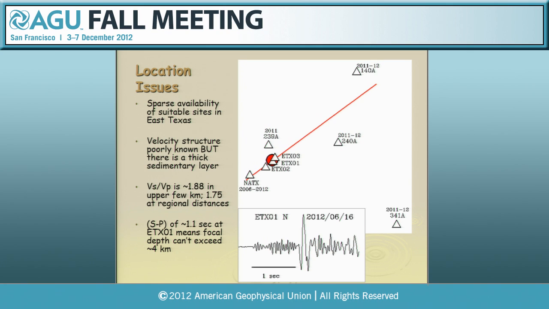Using all that, we were able to see that our S-P time lapse was about 1.1 seconds, as we could see from this seismogram here, 1.1 seconds for this aftershock, which occurred on the 16th of June. This was recorded on ETX-01. So from this 1.1 seconds, we were able to deduce that the depth of the event is no deeper than 4 kilometers, which is around the region where you normally find injections occurring.